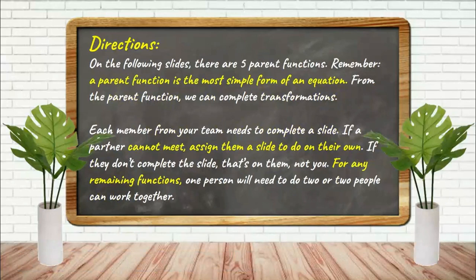If a partner cannot meet, still assign them that slide so they can do it on their own time. Now, if, say, the 4th person doesn't do their slide, that's on them, not you. So make sure their name is on it, so I know that that slide was supposed to be done by your partner. If they didn't do it, then they will lose credit and you won't.